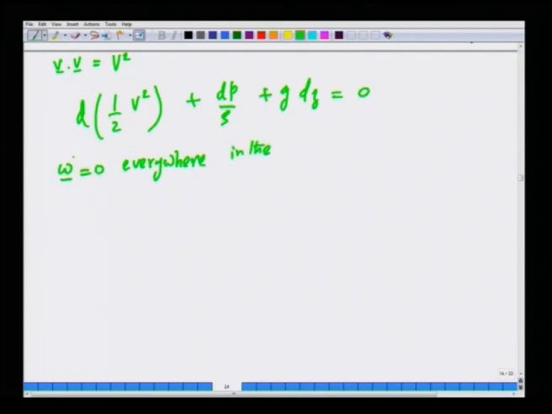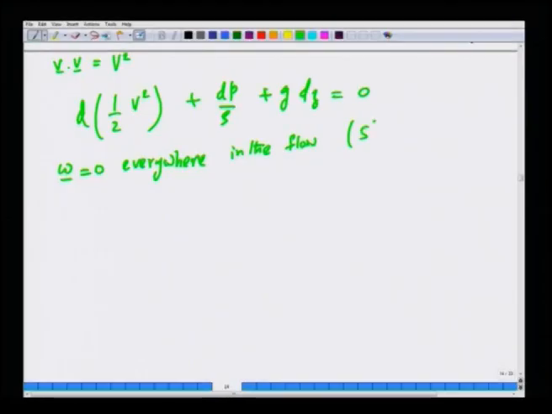Even with this assumption, this equation is valid. This equation is valid for two different types of assumptions. One is that the differential vector dr is considered along a streamline, then that term omega cross V dot dr is 0. Or if you identically consider, this is a much stronger assumption.